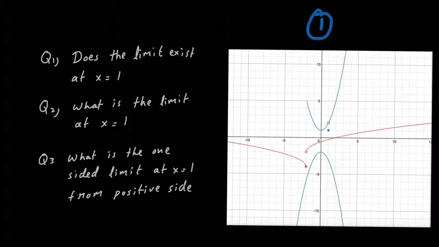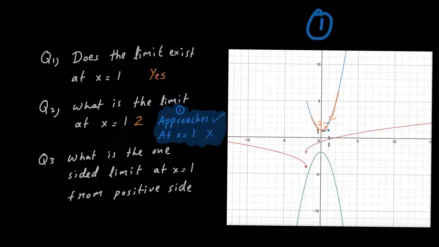We can see that at x is equal to 1, y is 1. But if we look at the graph and try approaching 1 from the right side or from the left side, we can see that it is approaching 2. So does the limit exist at x is equal to 1? Yes. What is the limit at x is equal to 1? It is 2. Now you need to remember 2 rules while calculating limits.